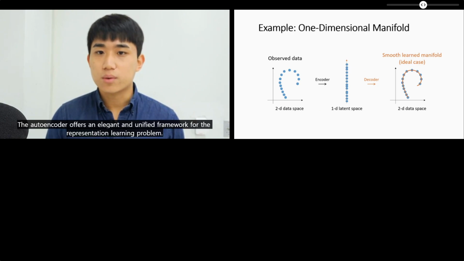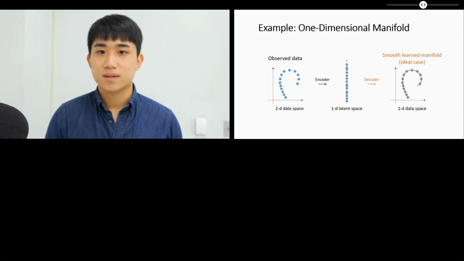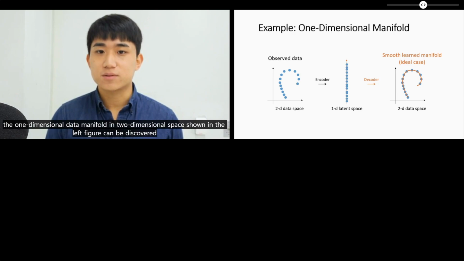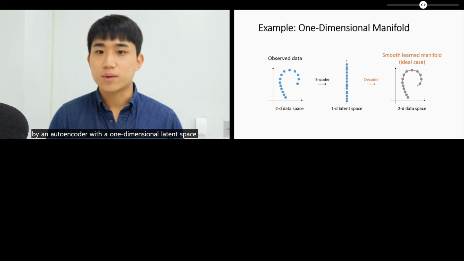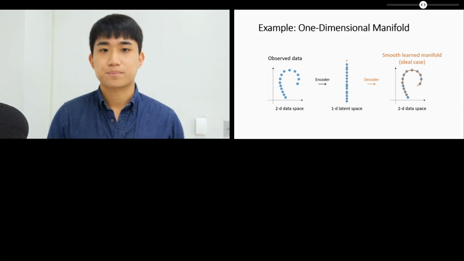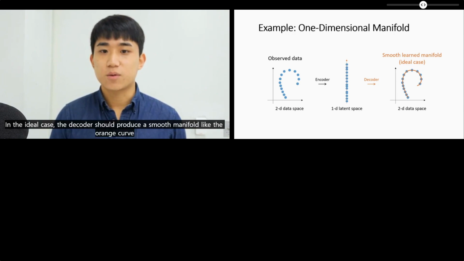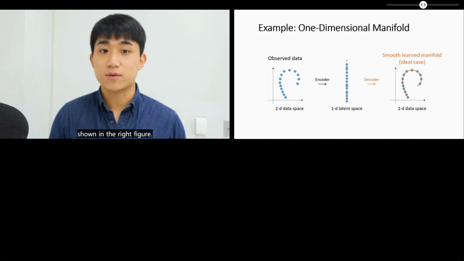The autoencoder offers an elegant and unified framework for the representation learning problem. As a simple illustration, the one-dimensional data manifold in two-dimensional space shown in the left figure can be discovered by an autoencoder with a one-dimensional latent space. In the ideal case, the decoder should produce a smooth manifold like the orange curve shown in the right figure.